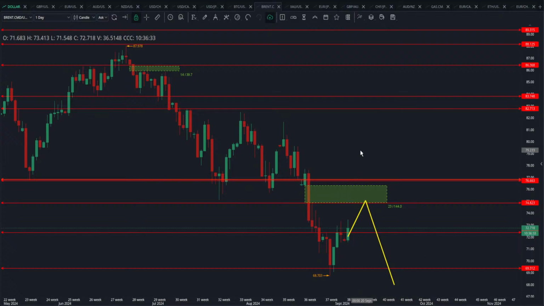If it doesn't happen and the price crosses above that, then I will be looking for buying at 76.66, which I think will not happen. I think the price will go down because I'm expecting the US dollar to rise.